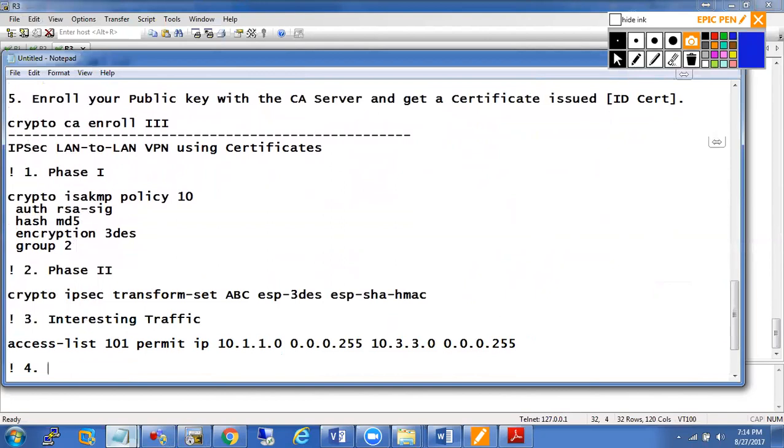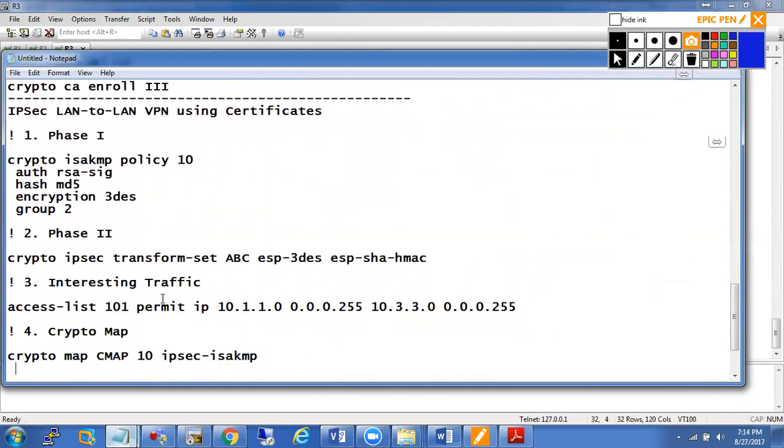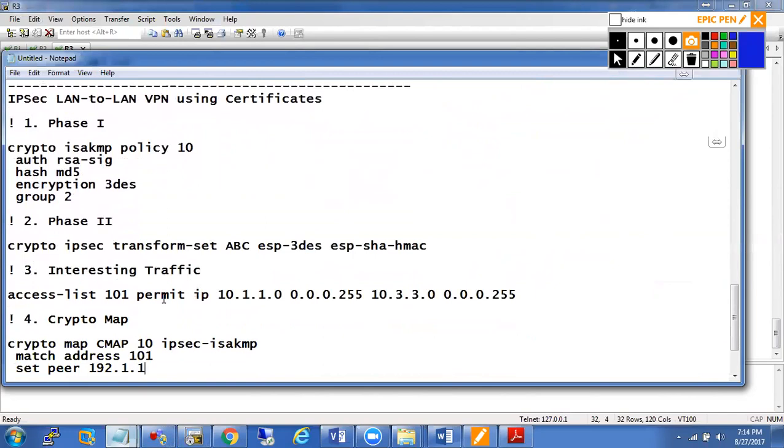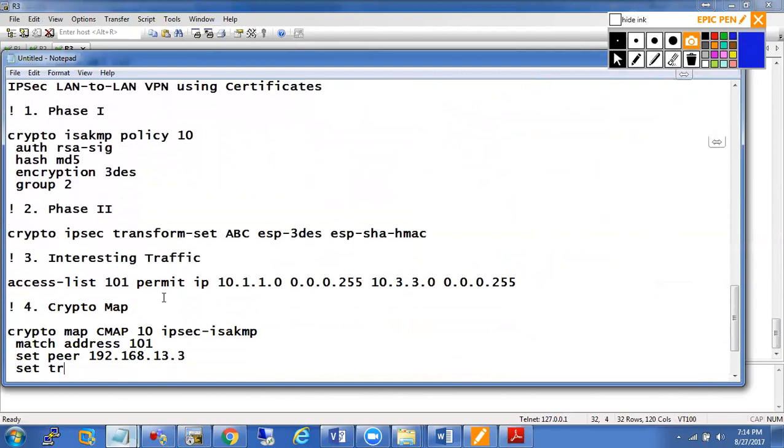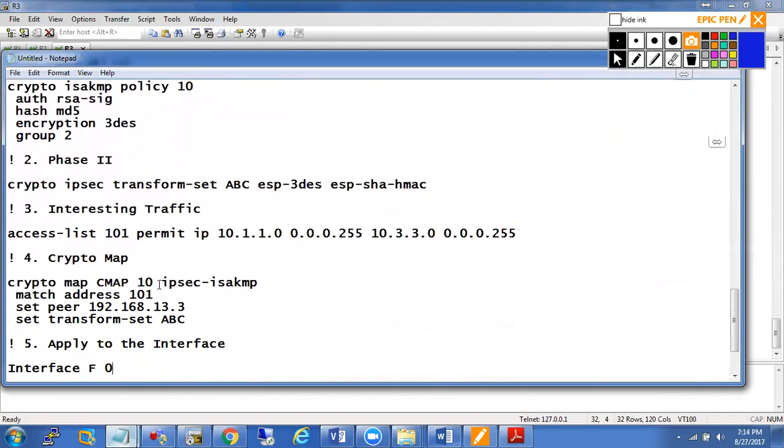Number 4. Set peer is 192.168.13.3. Set transform set is, I think, ABC. Yeah, ABC. Step 5, apply to the interface, which in my case is F0/1.